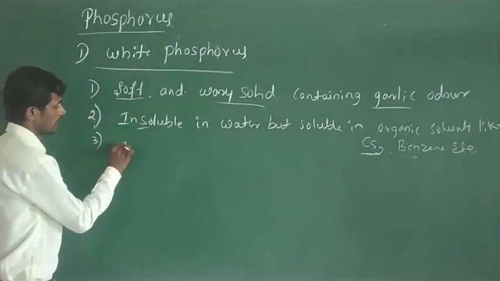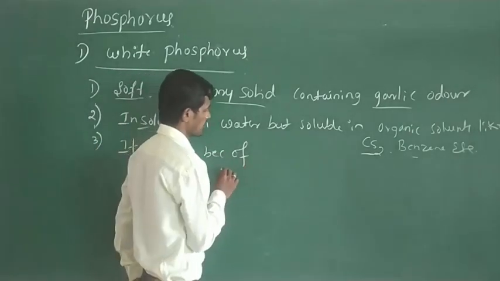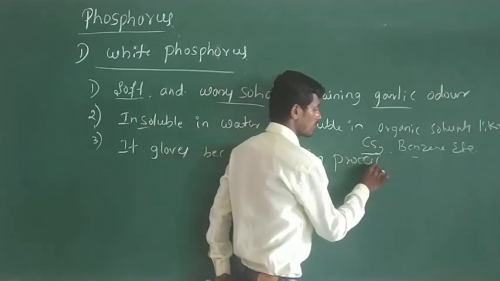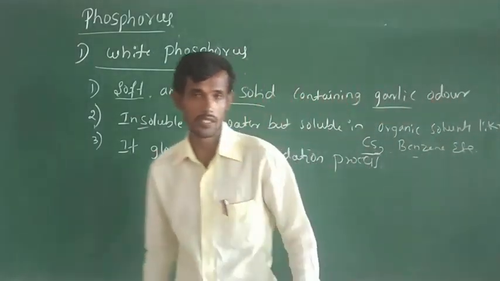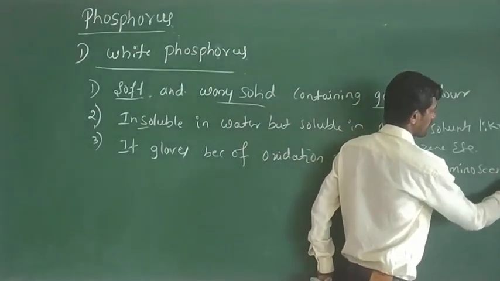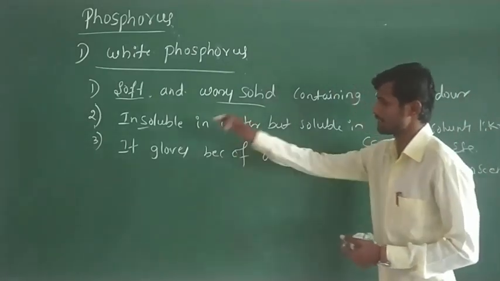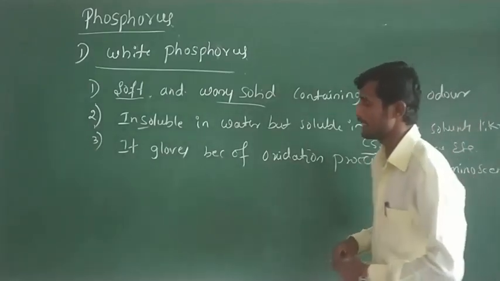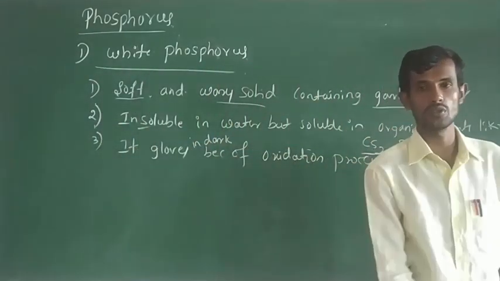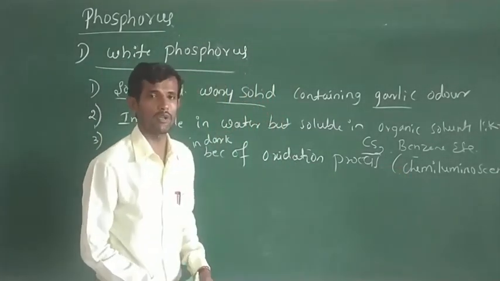Next, another point, it glows because of the oxidation process. This process is also known as chemiluminescence. Chemiluminescence is the process of emission of light during a particular chemical reaction. Usually white phosphorus glows in the dark because of the oxidation process.